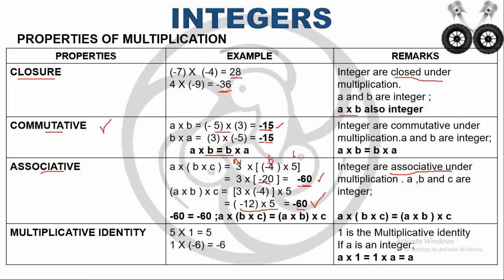Next one is the multiplicative identity. So identity means when I multiply with any number, we have to get the same number. So whenever I multiply one with any number, then I will get the same number. For example, 5 into 1, the answer will be 5. If it is a negative integer, 1 into minus 6, that time also I will get the negative integer, that is minus 6. Therefore, in general, if a is an integer, then a into 1 equal to 1 into a equal to a. Therefore, 1 is the multiplicative identity.